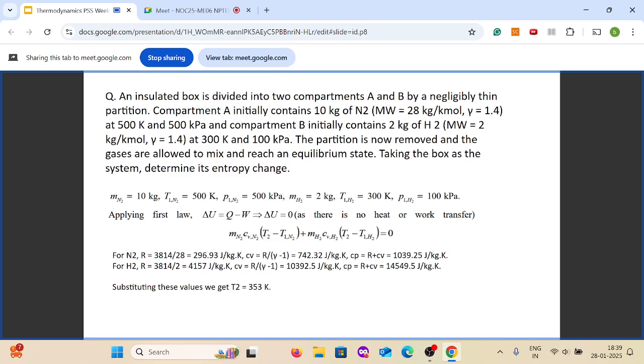Then CV is R divided by gamma minus 1. Substituting the values here, we will get the CV and CP values. So now we can estimate the temperature. When we substitute this in the expression, we will find the temperature to be 353 Kelvin. So that is the final temperature when both the gases mix.